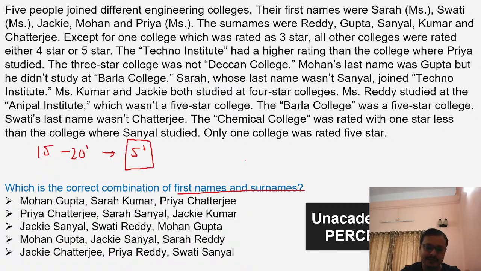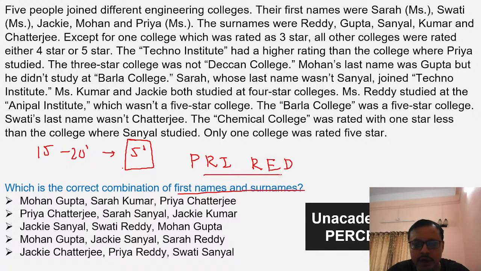The moment you get one particular student's first name and surname combination, go back to the question which is talking about first name, surname combination. I know that you know just one first name, surname combination, but based on that, try and see which are the options you can eliminate. So which options can we eliminate, given that we know one of these students is Priya Reddy?